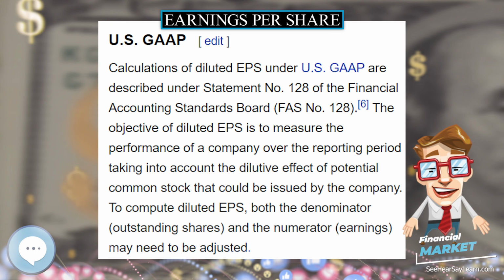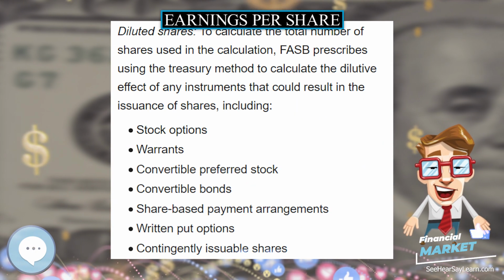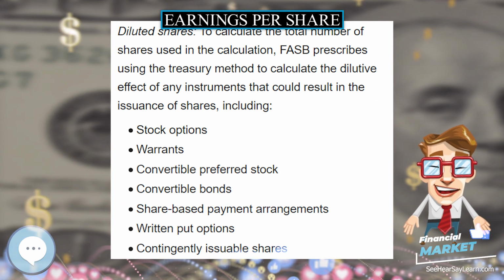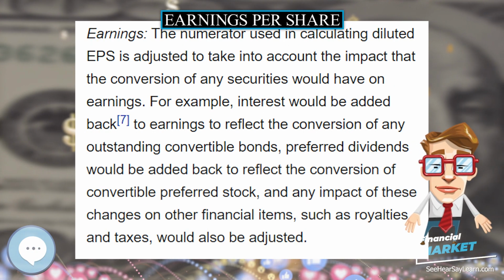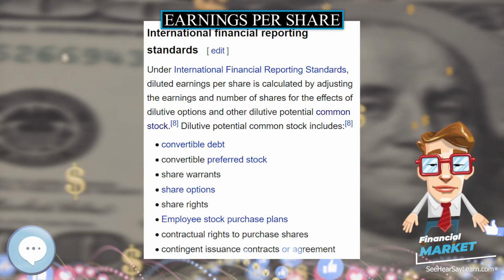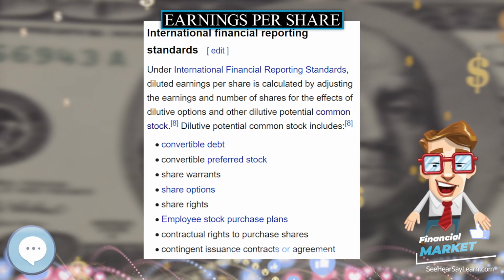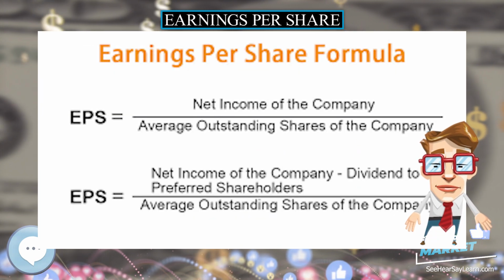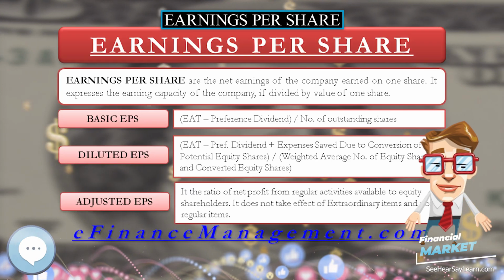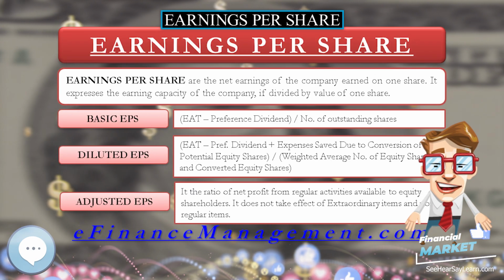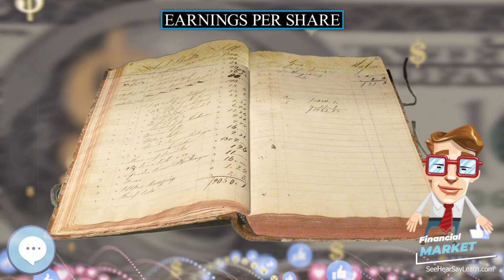Calculations of diluted EPS under US GAAP are described under Statement Number 128 of the Financial Accounting Standards Board, FAS Number 128. The objective of diluted EPS is to measure the performance of a company over the reporting period, taking into account the dilutive effect of potential common stock that could be issued by the company. To compute diluted EPS, both the denominator, outstanding shares, and the numerator, earnings, may need to be adjusted.